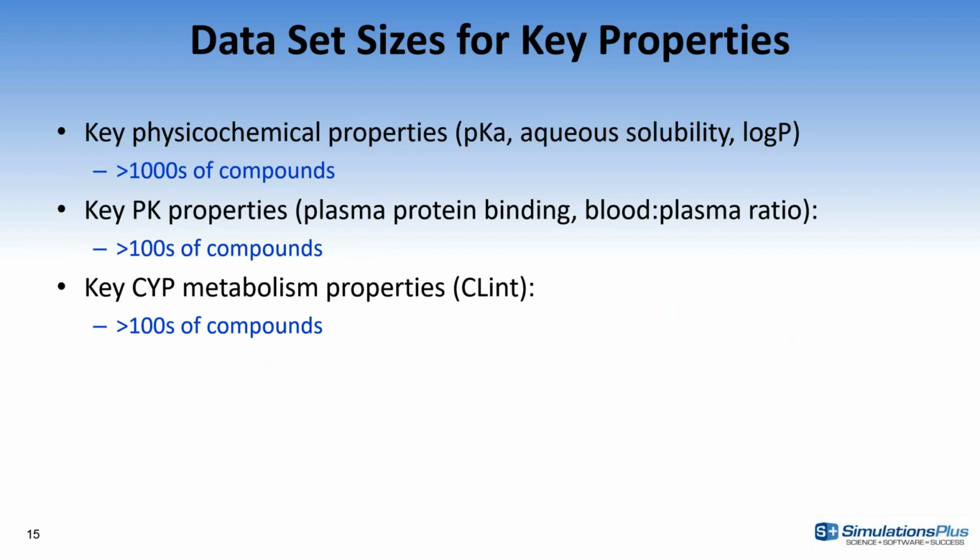Now, this slide simply lists some data set sizes of our key properties. For PKA, aqueous solubility, and log P, as I showed on the previous slide, the data sets are thousands of compounds. For plasma protein binding and blood to plasma ratio, these are hundreds of compounds. I think our plasma protein data sets are almost up to 1,000 compounds. And we also have a rat plasma protein binding model. The CYP metabolism models are a little bit smaller. Once I get into that, I'll show you that we have models that predict KM, Vmax, and clearance. Those are typically hundreds of compounds. The HLM clearance and RLM clearance are hundreds, I think 500, and over 1,000 compounds for the HLM clearance model.